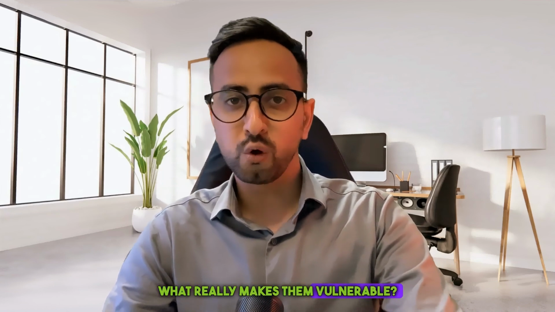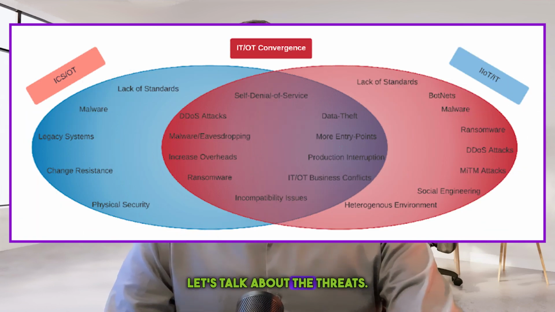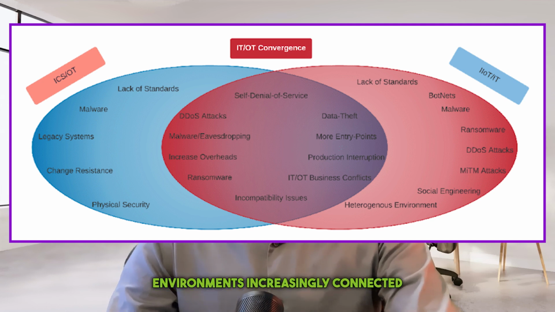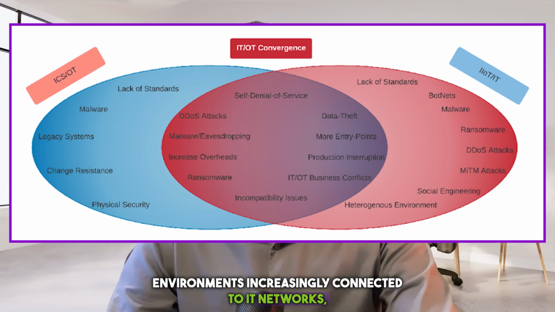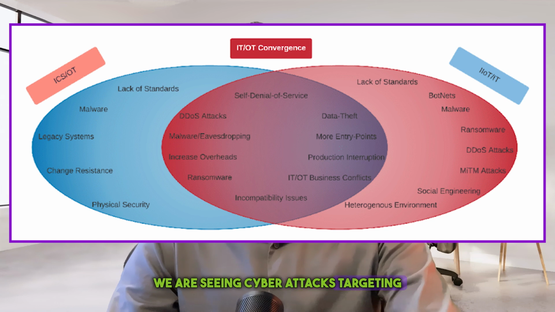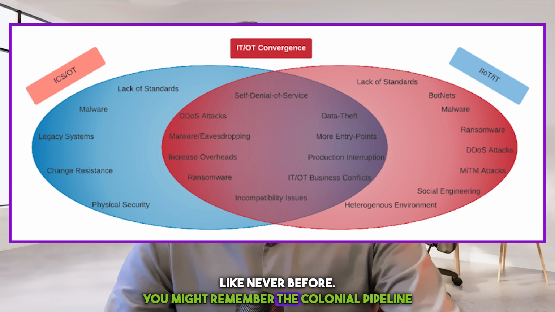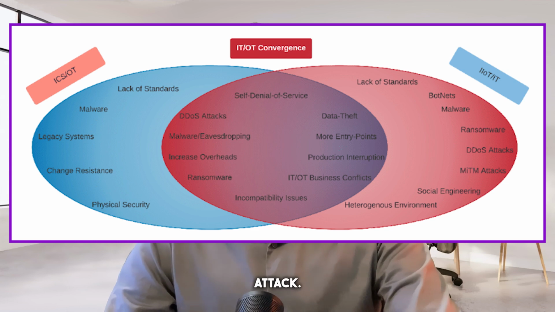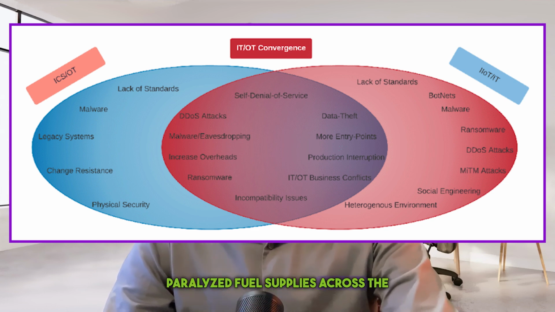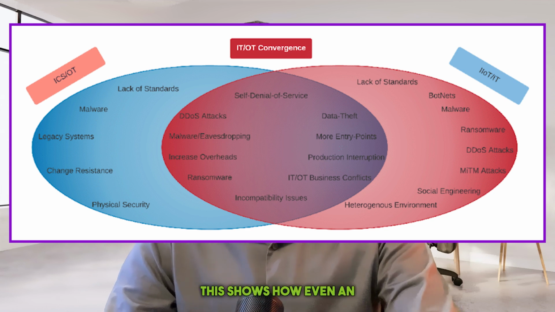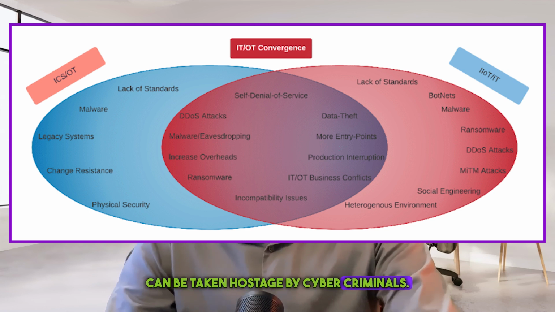Now, these systems are specialized, but what really makes them vulnerable? Let's talk about the threats. With OT environments increasingly connected to IT networks, we are seeing cyber attacks targeting these systems like never before. You might remember the Colonial Pipeline attack. This was a ransomware incident that paralyzed fuel supplies across the US for days. This shows how even an OT system can be taken hostage by cyber criminals.